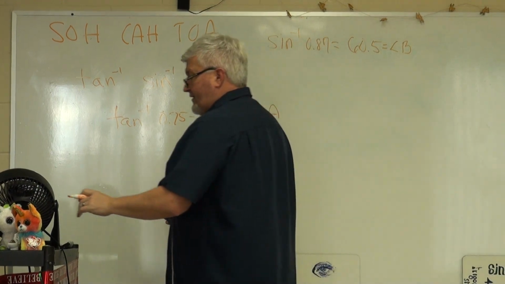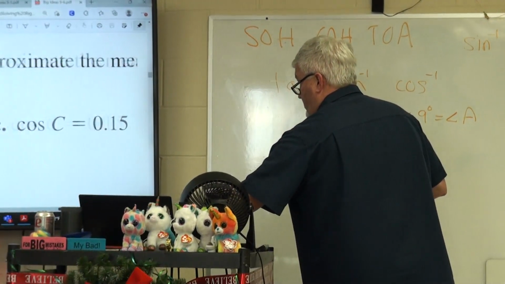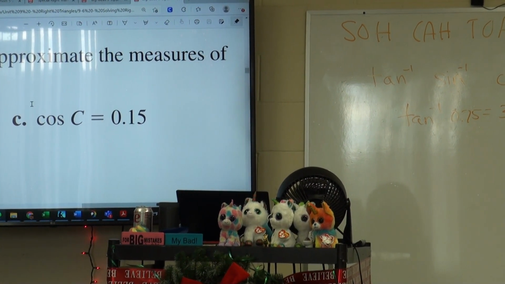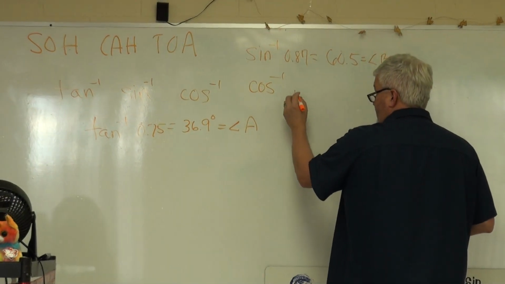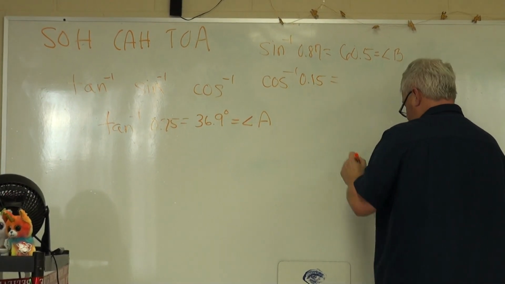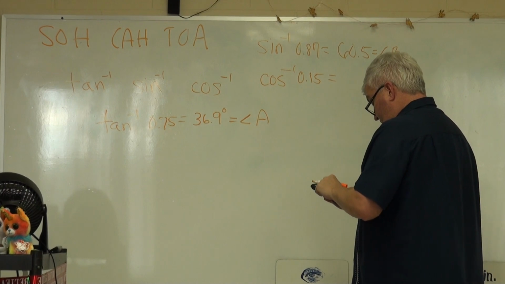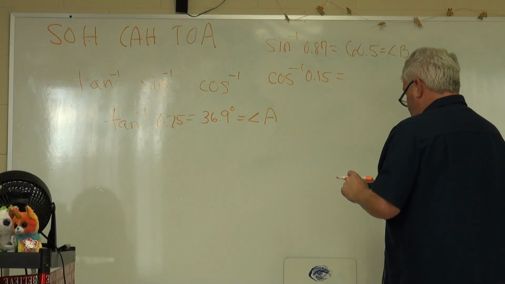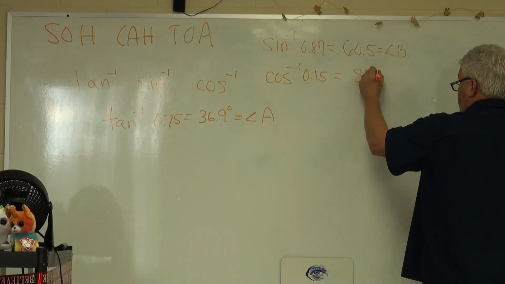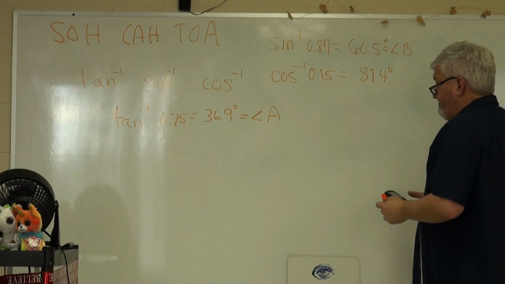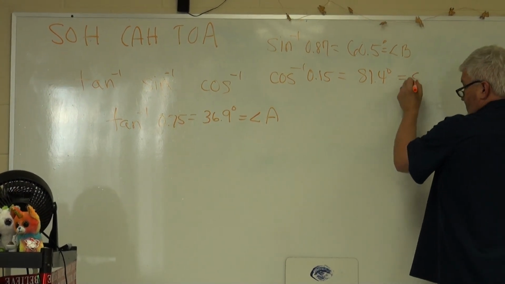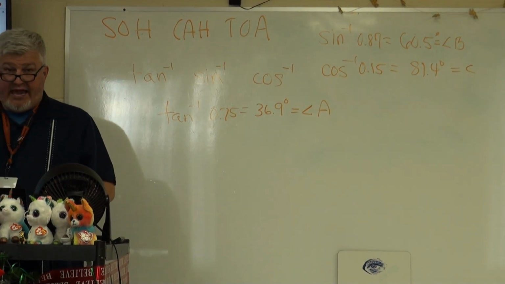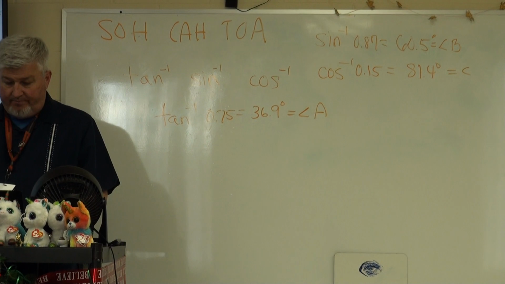All right, and lastly, we're given that the cosine of C equals 0.15, so we do the exact same thing we've been doing. We do the inverse cosine of 0.15, and you get, look for cosine -1, 0.15, enter, 81.4 degrees, okay? And that equals angle C. So again, the whole point of the inverse is you're taking the decimal and backing it out and getting the angle measure for that particular angle of the triangle.